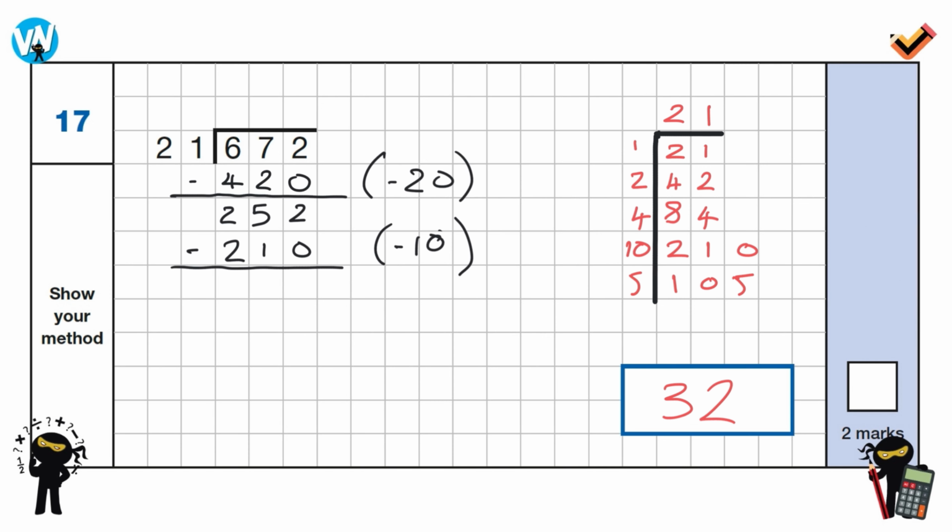Again, 2 take away 0 is 2, 5 take away 1 is 4, and that leaves me in the same position that we were in before, which is take away 2, 2 lots. There we go. So we would have got to 32 again, but with a step less, because last time we took away 10 lots, took away another 10 lots.